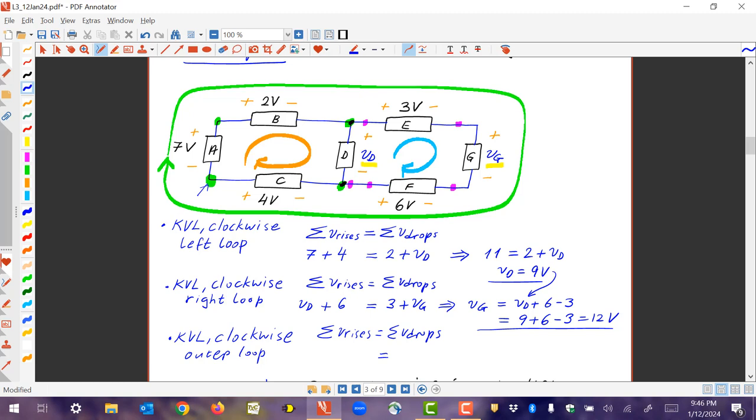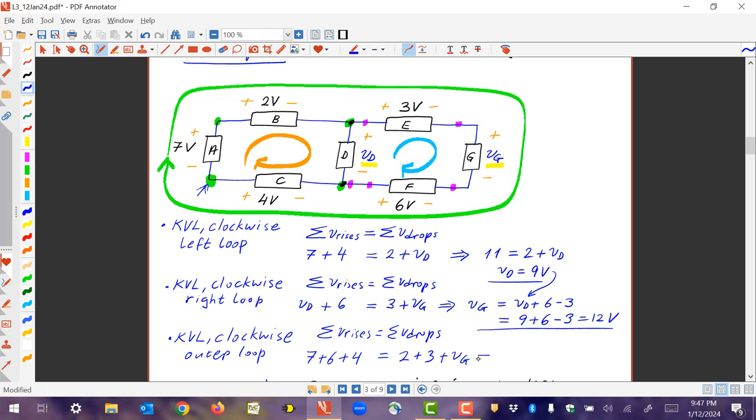So let's go around. Follow me. When I start at that bottom lower left point, I'm going to go up by 7 volts. It's a rise of 7. Then I go left to right on B, that's a drop of 2. Left to right on E, that's a drop of 3 volts. Top to bottom on VG, that's my unknown. And then right to left on F, that's a rise of 6 volts. And right to left on C, that's a rise of 4 volts. And I'm back to where I started, right? So this will be my expression for going around the outer loop.